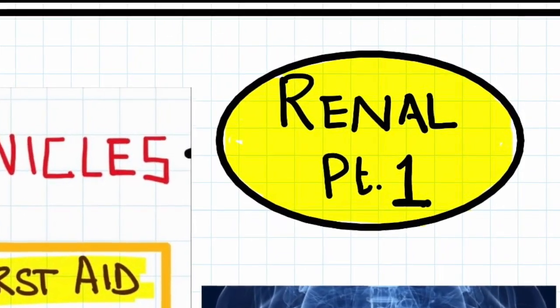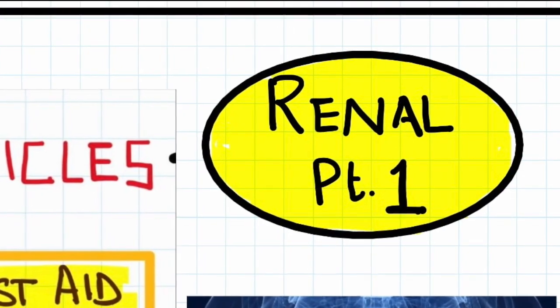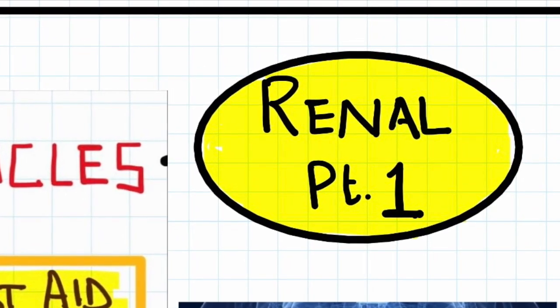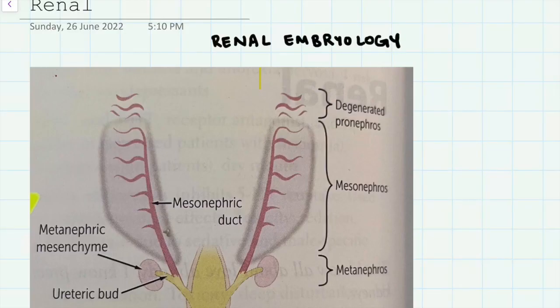So let's dive into renal, and we will begin today's session by talking about renal embryology. Look at this diagram. You can see that there is pronephros, mesonephros and metanephros, right? That is taking place in the development of the kidneys. Pronephros is seen during the 3rd week of development. The mesonephros is seen during the 4th week, while metanephros is seen in the 5th week of development.